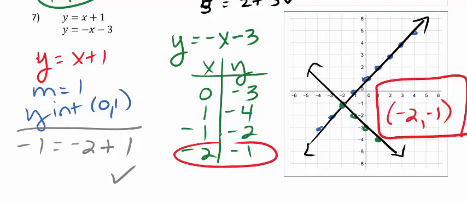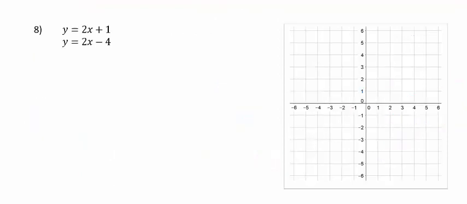and I double checked that x, y of -2, -1 worked in both equations. It worked in the second equation, I knew, because it was in my chart, and then when I plugged it back in the first equation, it also was a true statement. Now go ahead and try number 8 on your own as well. You can graph it using any method you'd like. Pause the video and then come back and check your answer.